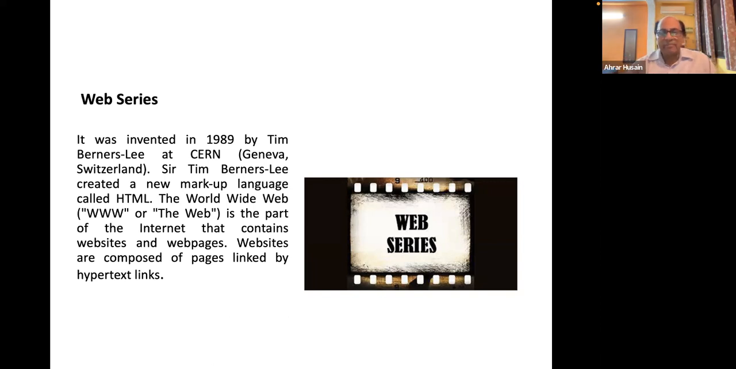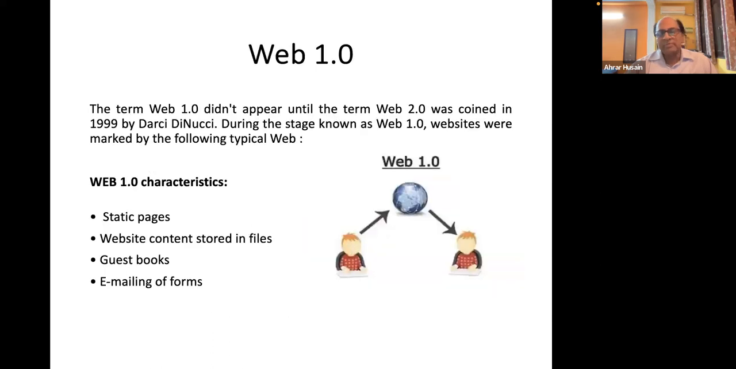The World Wide Web is the part of the internet that contains web pages. Websites are composed of pages linked by hypertext links. So the services of the web, 4-5 services also came. The first web service came where you could send messages and receive messages, that is basically called Web 1.0. And the services that were available in Web 1.0 were static pages, website content stored in files, guest books and emailing only.